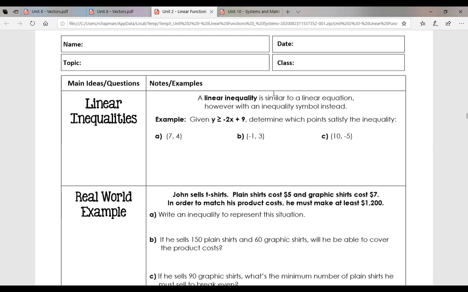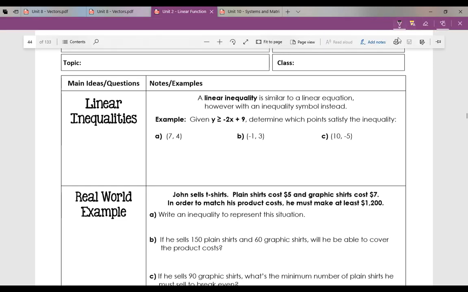Linear inequalities. So we've got two sets of inequalities that we're going to do. We're going to do linear inequalities, and then we're going to bump it up on the last page to systems of linear inequalities. So the first thing we're going to do is talk about just a single linear inequality, graph it. Anytime there's an inequality symbol, you will always do some shading of some sort.